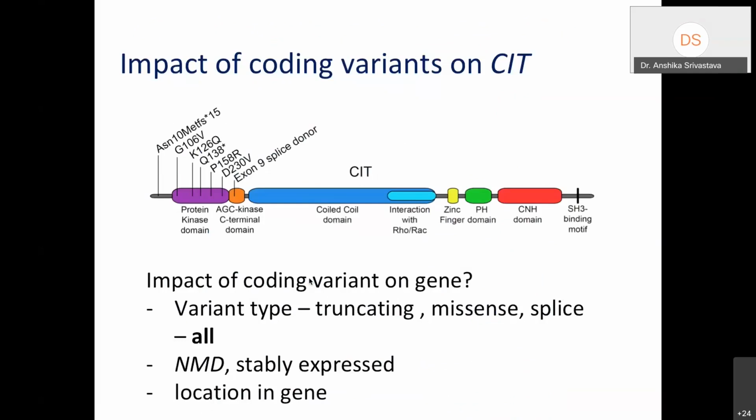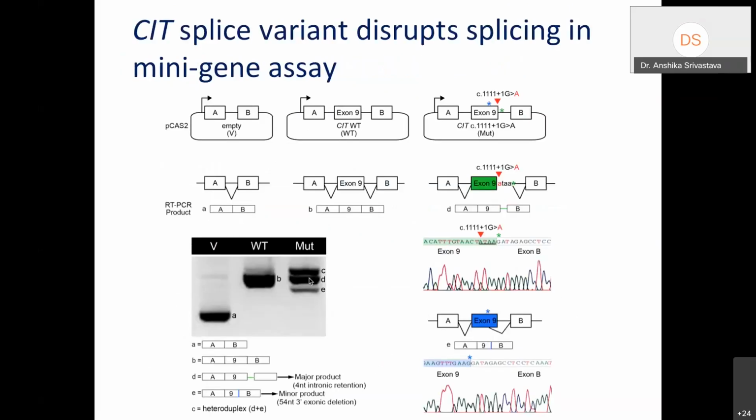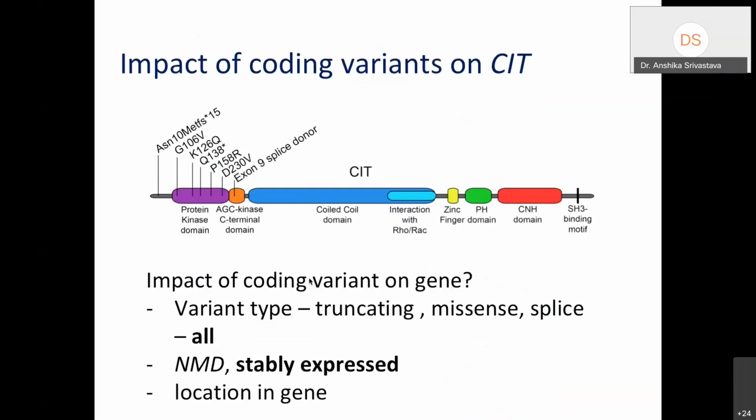So over here, we told the impact of coding variation, where we have the variant types. We had seen truncating, missense, and splicing variants, and we checked whether there was nonsense mediated decay or whether it was stably expressed. We found that it was stably expressed because we are seeing retention of introns. And what is the location in the gene? It is present in the kinase domain, because all the mutations that were identified in the respective families were clustered in the kinase domain.